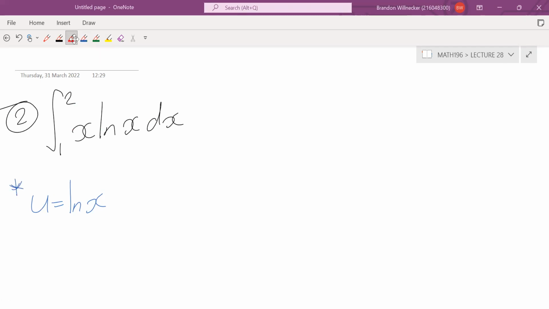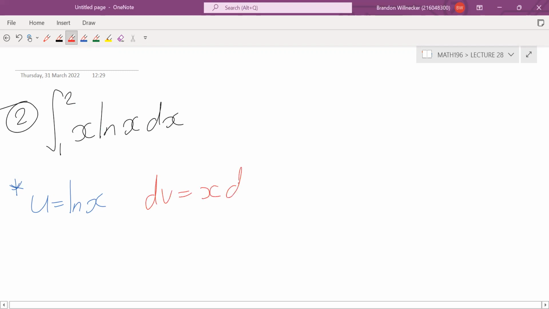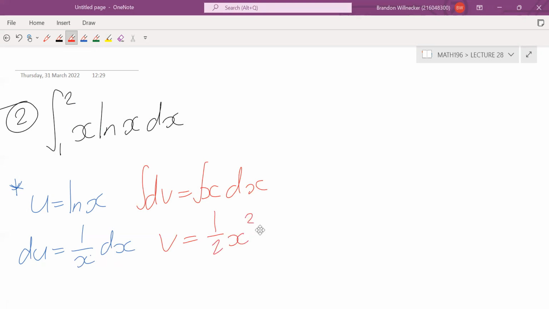Okay, then of course dv will be everything else. So dv will then be x dx. That's the leftover part there. So now we need to differentiate u and we need to integrate dv. So du will be 1 over x dx. And integrating, v is going to be 1/2 x squared. So we've got du, we've got v, and we've got u and dv.